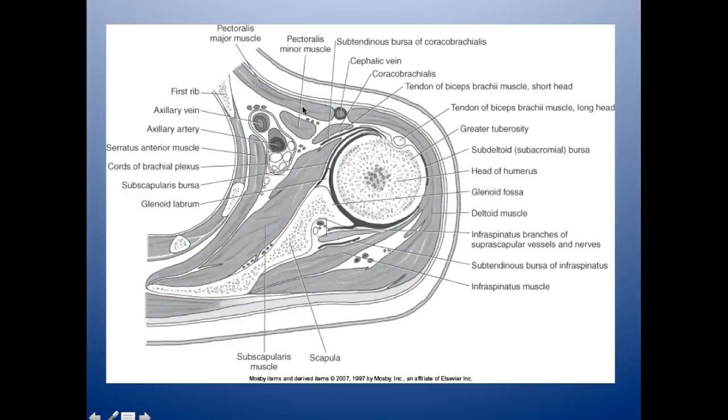This is a good way to look at it. We have the pectoralis minor, pectoralis major. We have, what do we have? Coracobrachialis, and this is your deltoid coming around. So here's the tendon of your biceps brachii, your greater tubercle. Here's the head of your humerus. This is your glenoid fossa. Your deltoid, like I said, this right here is your infraspinatus and your scapula and your subscapularis.